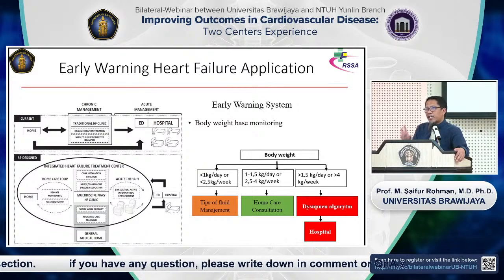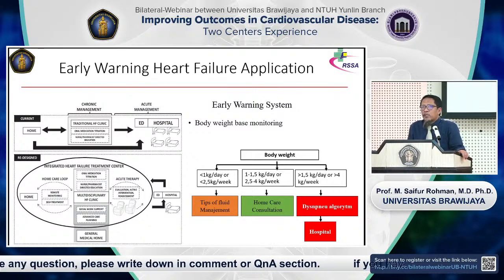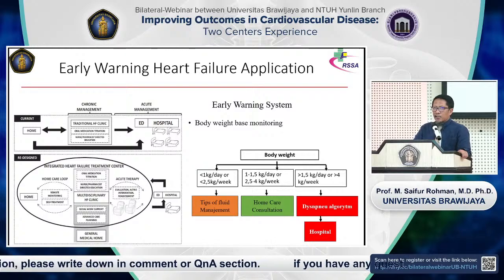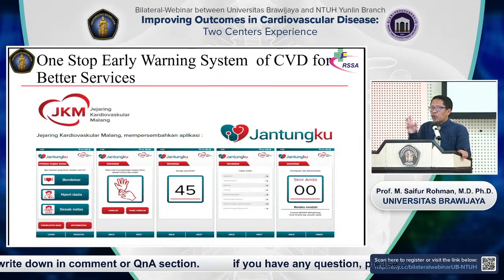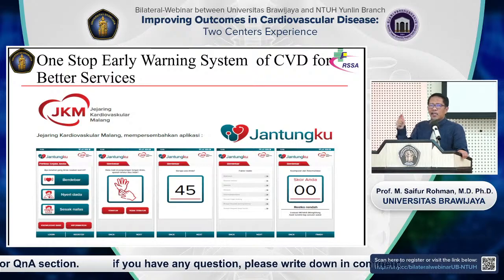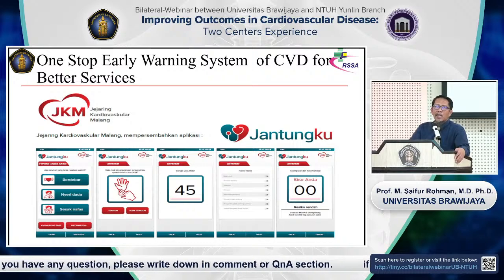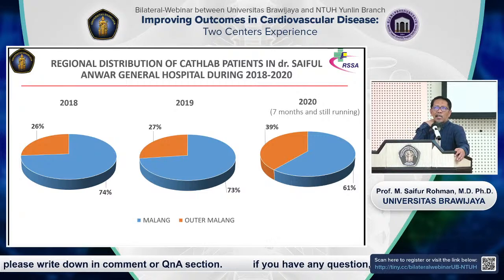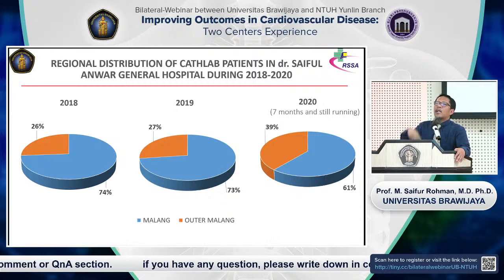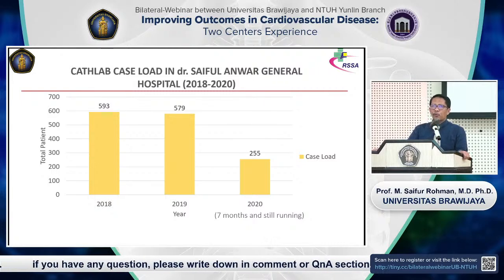In addition to the ATS program, we also developed this early warning system for the heart failure patient. We combine three applications: the data application, the heart failure application, and the arrhythmia detection. We combine them in one-stop CVD services in the application. This is the distribution of our patients. Some come from Malang, and some come from outside of Malang. This is a look at our cath lab. We have two cath labs.